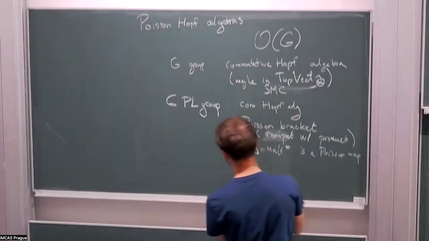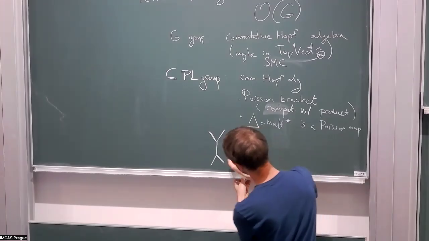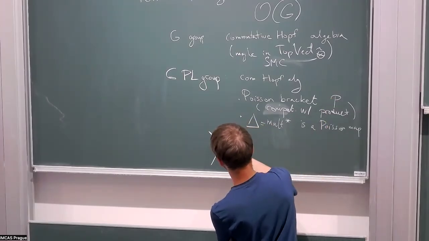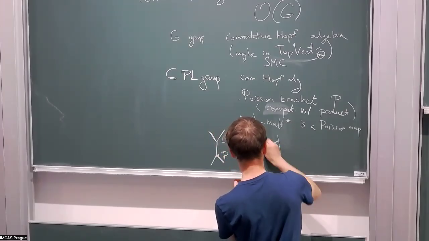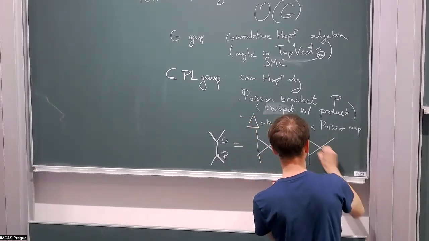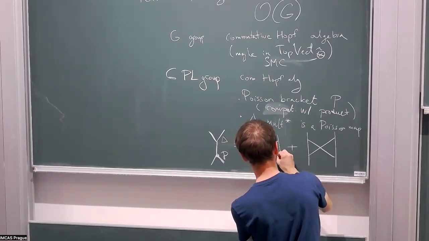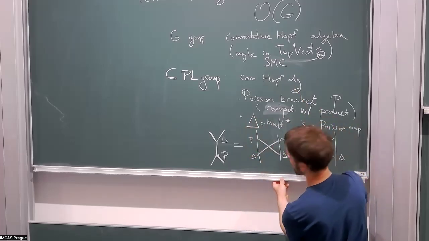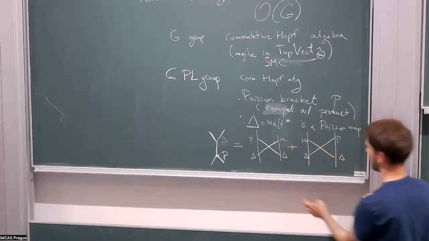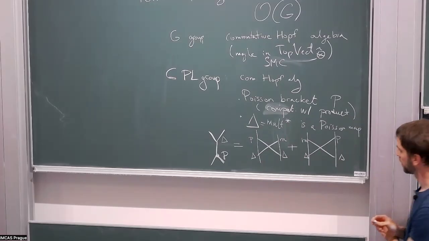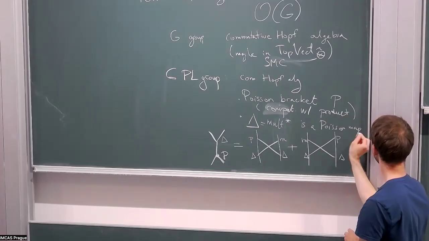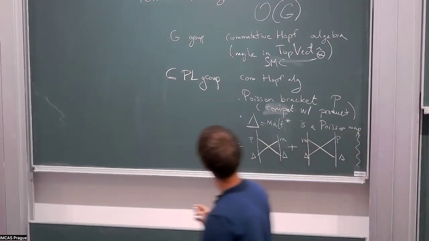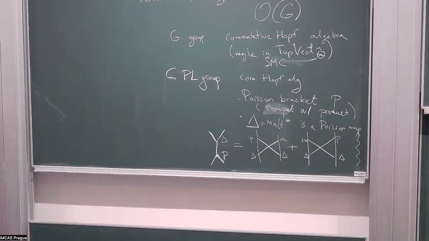Okay, I think I've managed. I draw diagrams from the bottom to the top. So this is the Poisson bracket, and this is the co-product, and M is now the product of the Hopf algebra, the commutative product. And you read it from the bottom to the top. You can get the same object on the right-hand side.